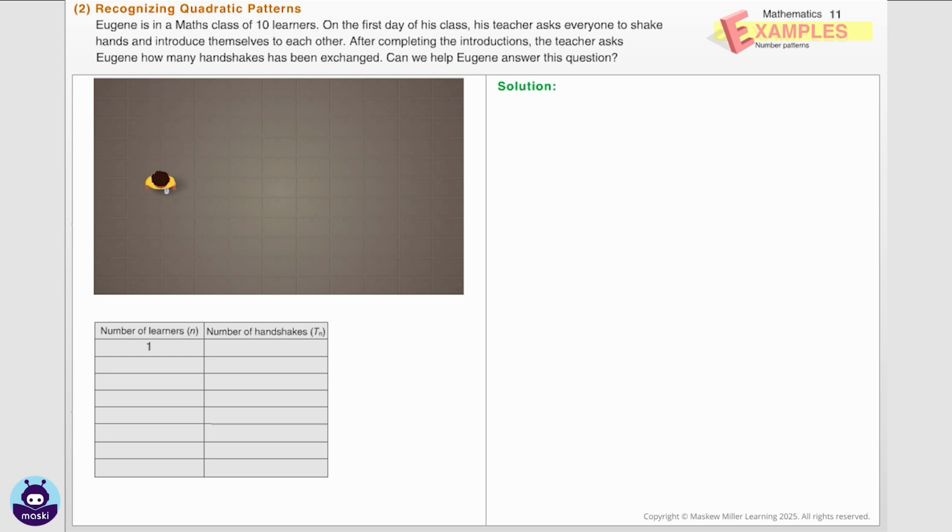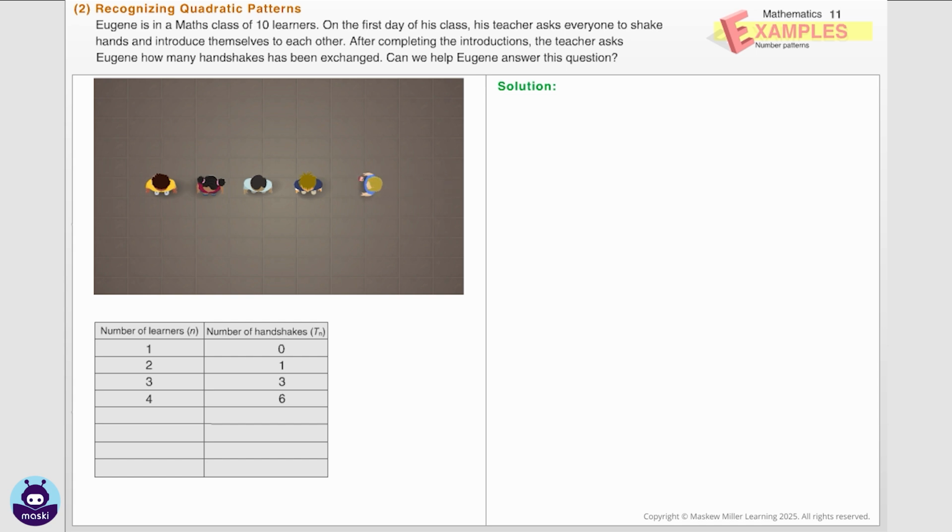When there is just one learner in the class, there are 0 handshakes. So, let us continue with 2 learners and work our way through. When there are 2 learners, the total number of handshakes is 1. When the third learner joins, the total number of handshakes increases to 3. When the fourth learner joins, the total number of handshakes is increased to 6.